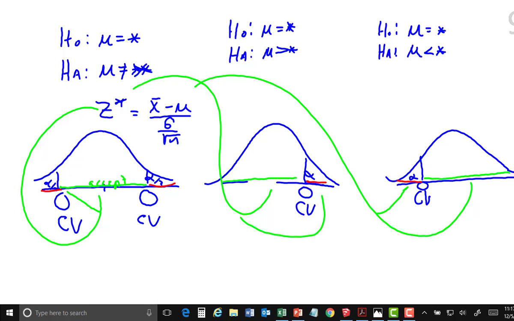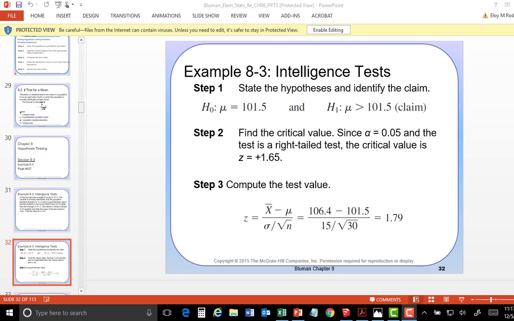Any questions? Is that too easy? Okay, then let's go back. So what kind of tail test is this going to be? Left, right, or both? Look at the alternative. We are right, so it's going to be looking like this.